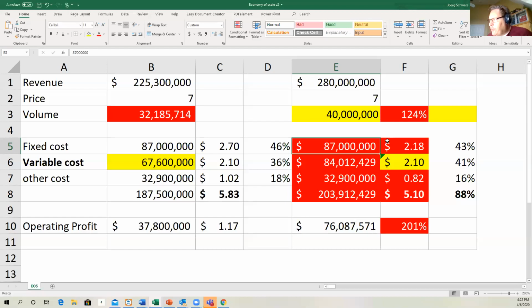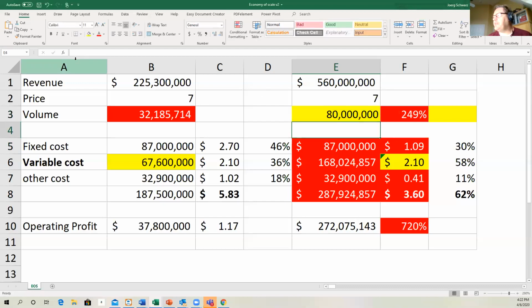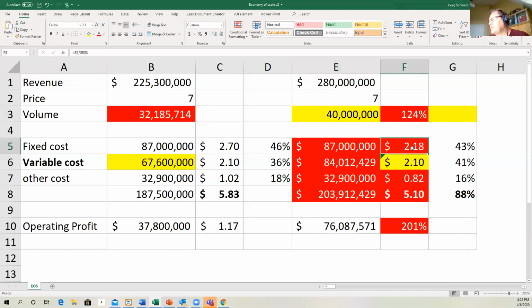However, on a per unit basis, the fixed cost goes down because the more units I produce, the lower my per unit cost gets. I could type in here, for the sake of the argument, for example, 80 million units, and you see how my per unit fixed cost is suddenly only $1.09. Okay, so let's go back to 40 million units, which is a little bit more realistic. At 40 million units, my per unit cost is now only $2.18.